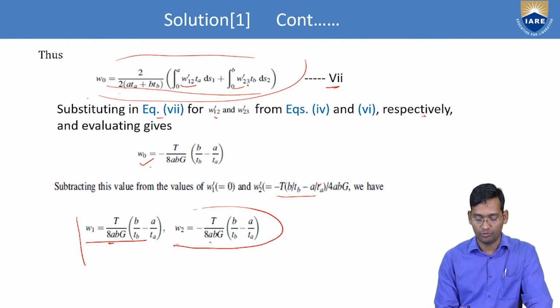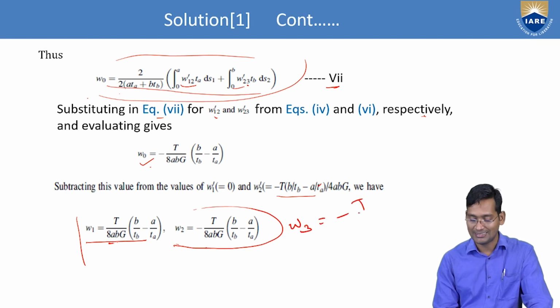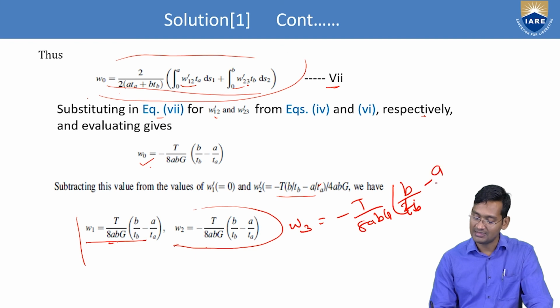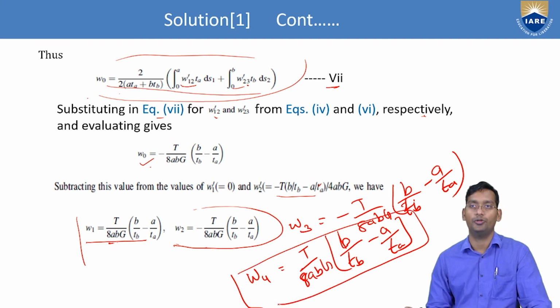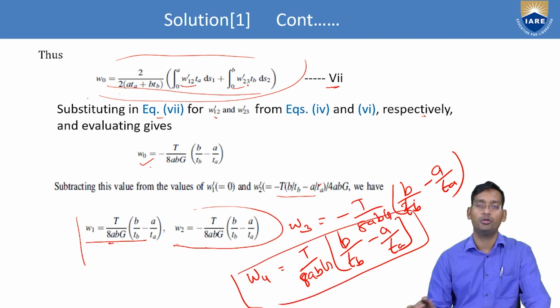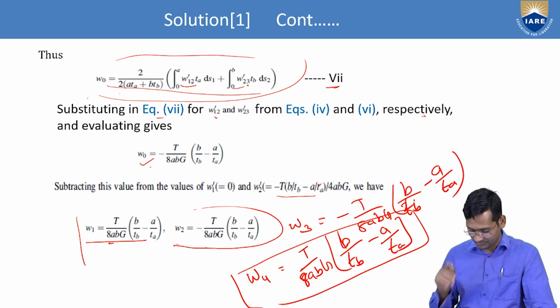Okay, so this is for W1, W2. Similarly, W3 will be equal to what? Minus T by 8ABG into B by TB minus A by TA. So this will be for W3. And W4 will be what? T by 8ABG into B by TB minus A by TA. So this will be for W4. Clear? Like that, for all the 4 sides, we can find the warping distribution.